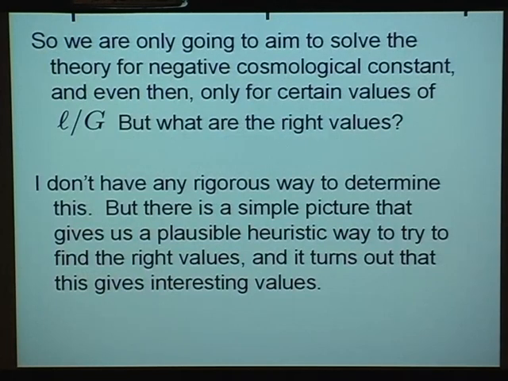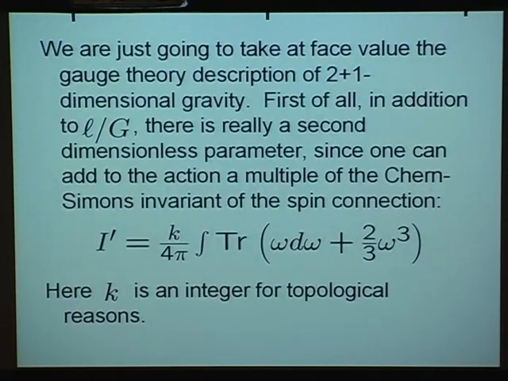So we're only going to solve the theory for negative cosmological constant, and even then only for certain values of L over G. But what are the right values? Well, we don't have any honest way to find the right values. There's a simple picture that gives us a plausible heuristic way to find some preferred values, and it turns out that it gives interesting values. I don't claim anything for this. It was all I could think of to find distinguished values, and to some extent, I knew what I wanted to get, so I used some sleight of hand as necessary, as you'll see if you read the paper carefully.